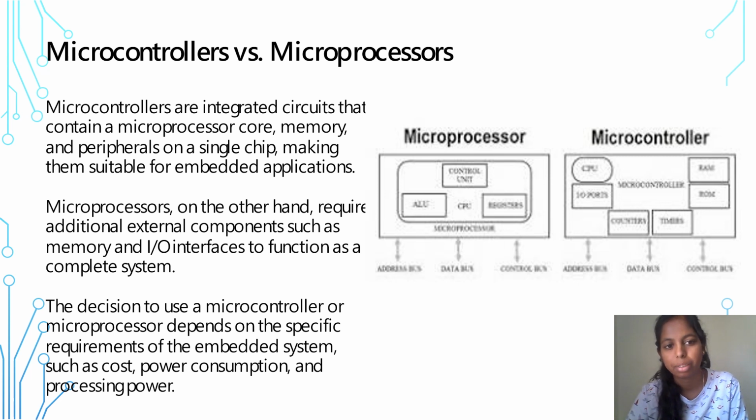Let's see the difference between microcontrollers versus microprocessors. Microcontrollers are integrated circuits that contain a microprocessor core, memory, and peripherals on a single chip, making them suitable for embedded applications. Microprocessors, on the other hand, require additional external components such as memory and input-output interfaces to function as a complete system. The decision to use a microcontroller or microprocessor depends on the specific requirements of the embedded system, such as cost, power consumption, and processing power.